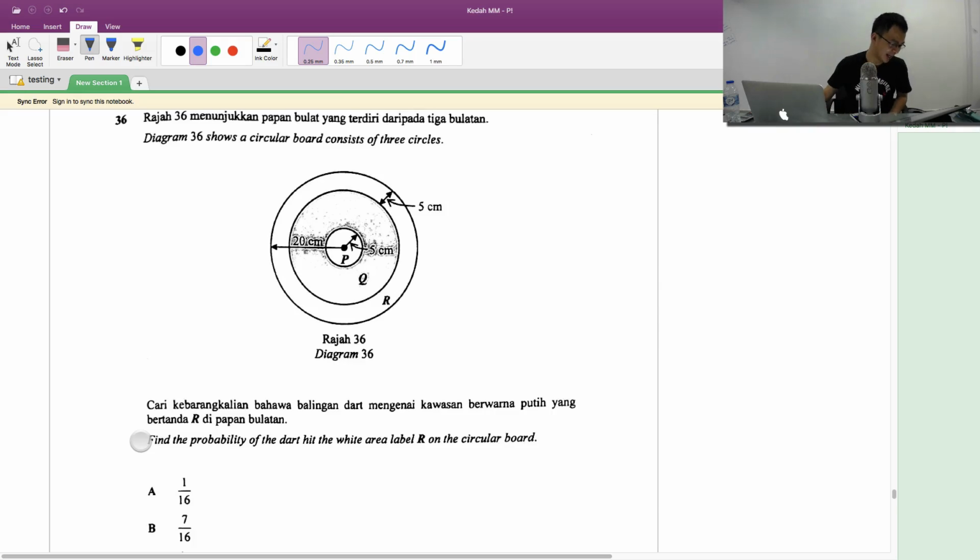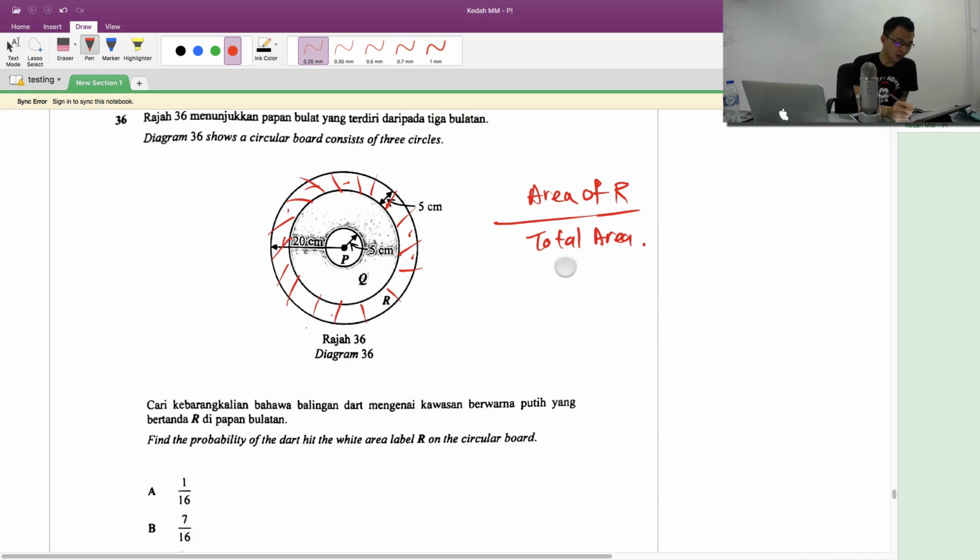Okay, this is what I understand from the question: the red area, R. They ask you to find the probability of getting, I mean if you play this game, you will hit on the red color part only. So in order to find that, we have to get the area of R, which I shaded, over the total area.